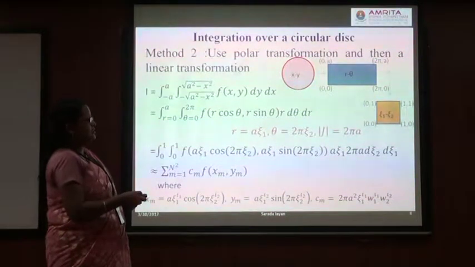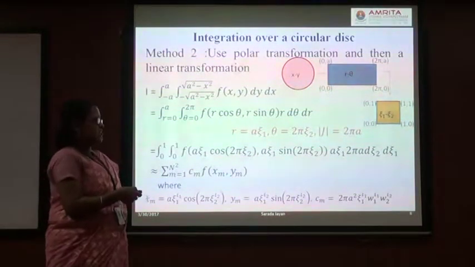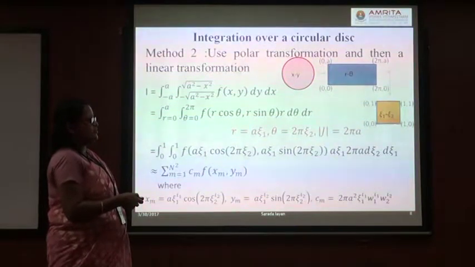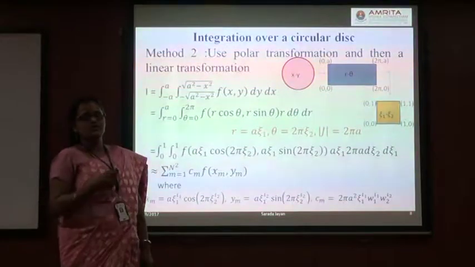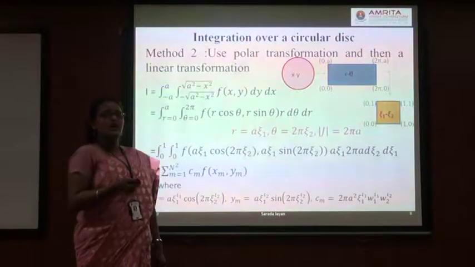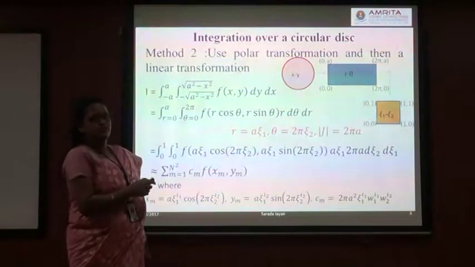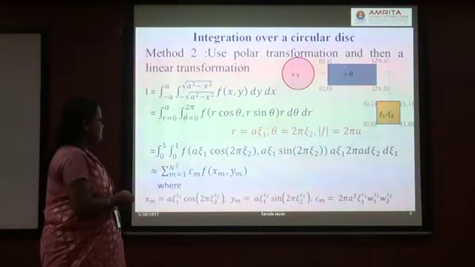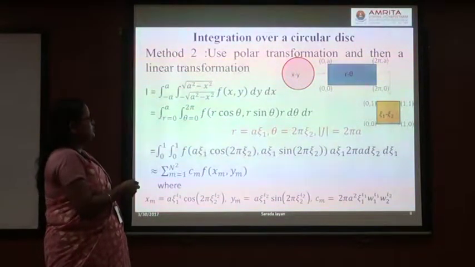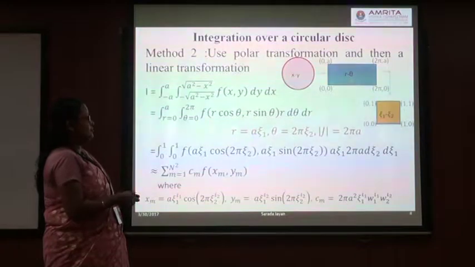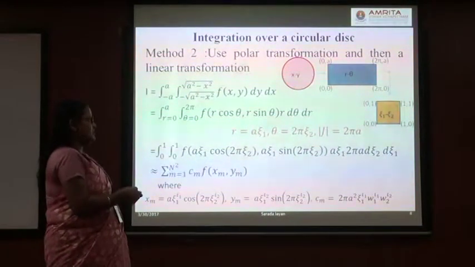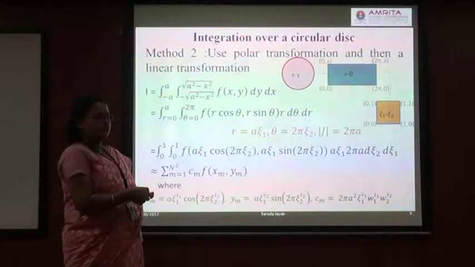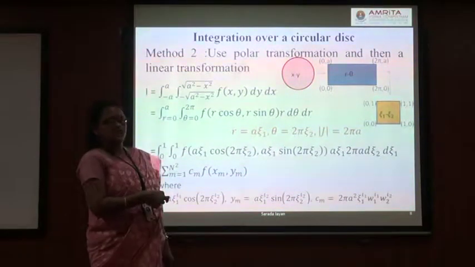So in the xi1, xi2 plane, we take the standard square with the endpoints (0, 0), (1, 0), (1, 1) and (0, 1). We are converting it into a square because the generalized Gaussian quadrature rules are given over the 0, 1 square in the MA paper. So this transformation from the rectangle to a square uses a linear transformation.